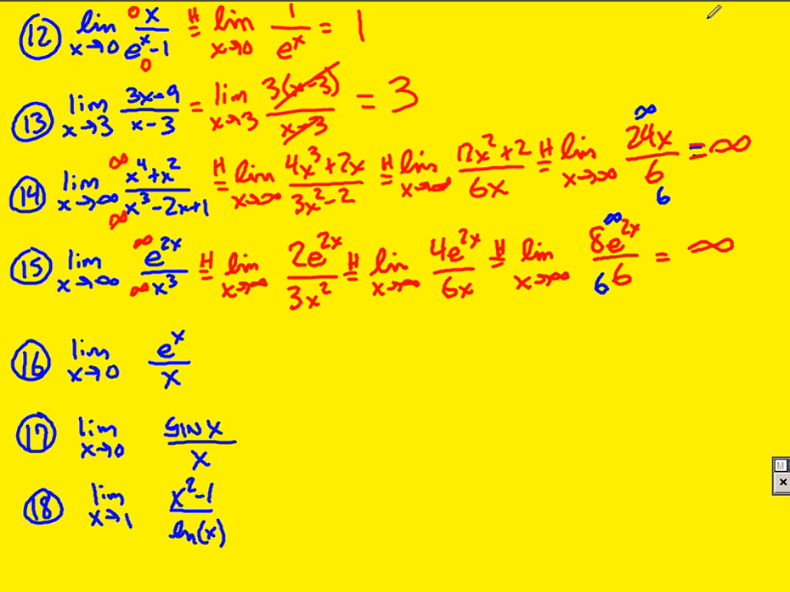Remember, just for example, if it was something like 6 over infinity, the other way around, that means your answer would be 0. Just a side note, we don't have an example of that on here, so I just want to make sure we have that in our heads.